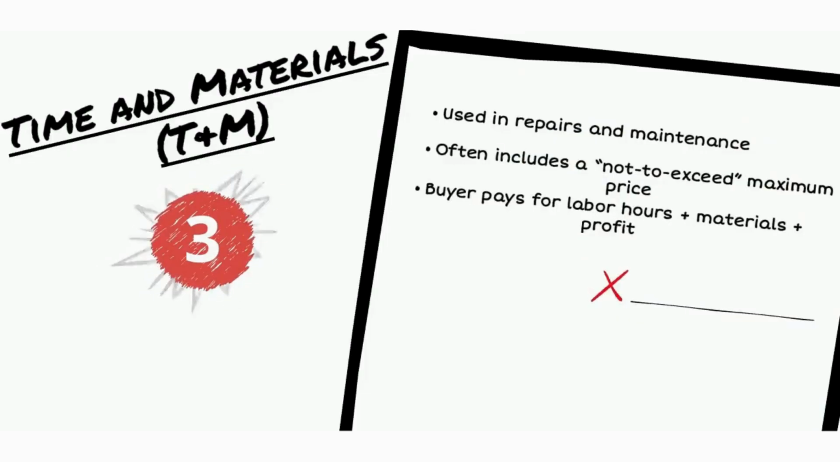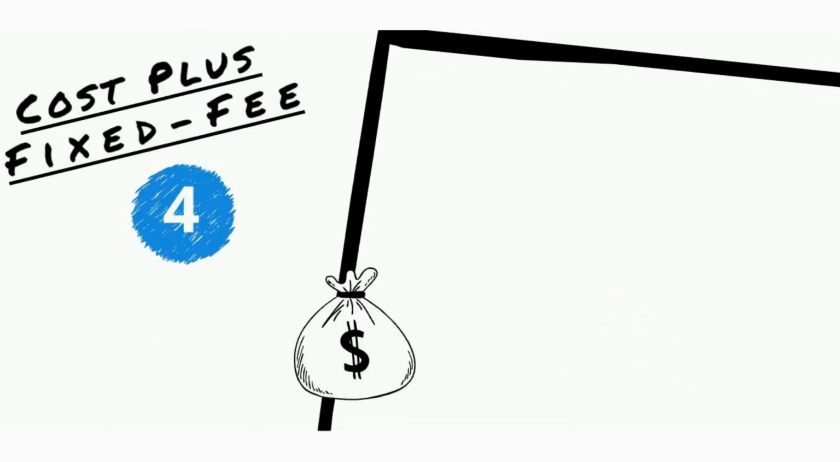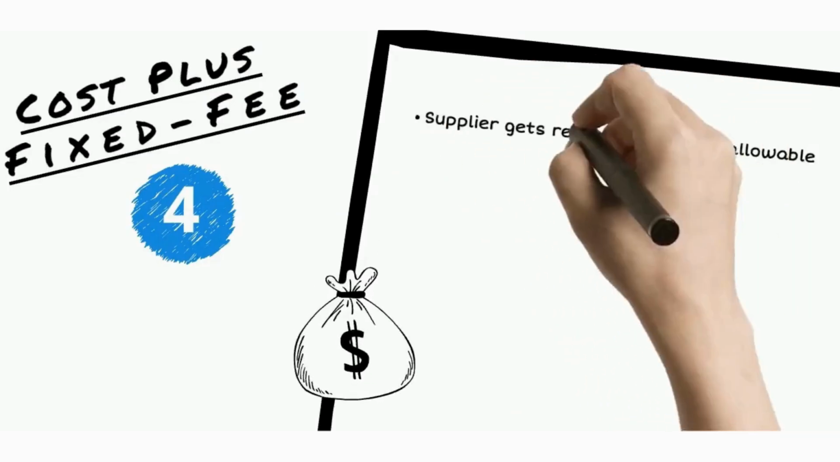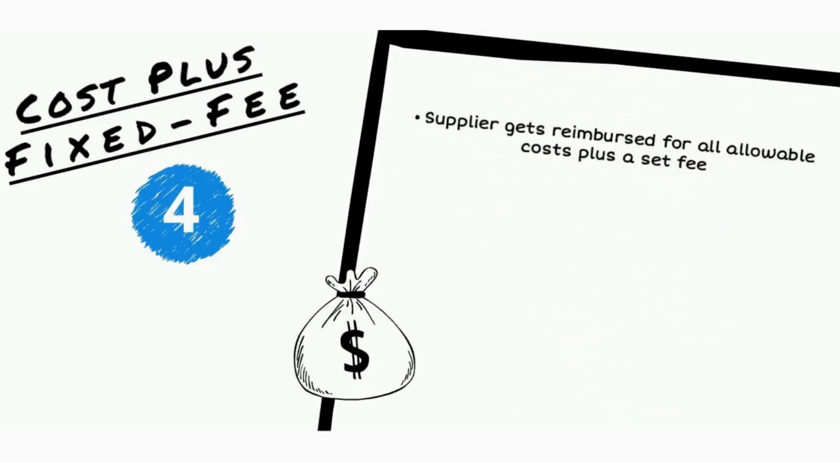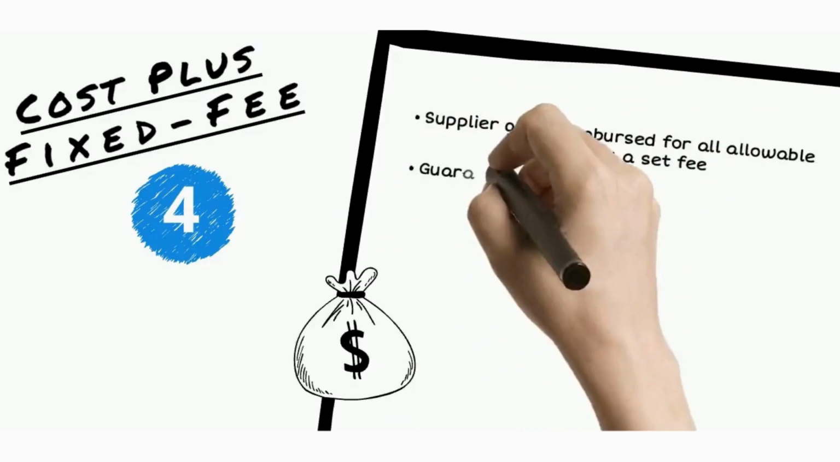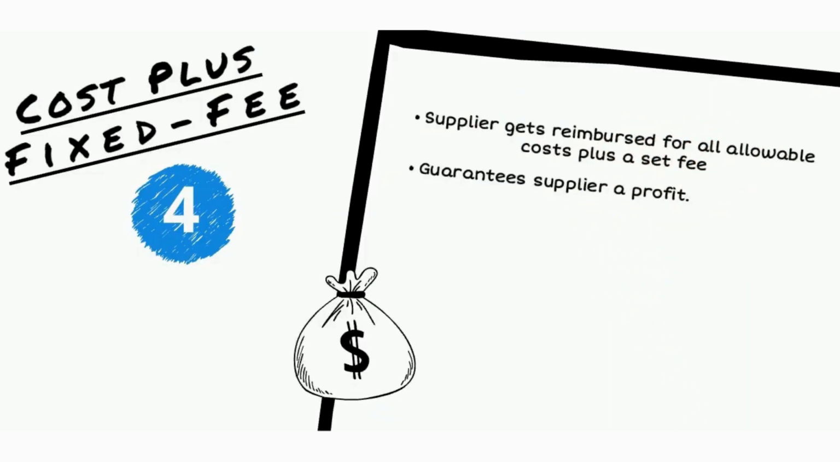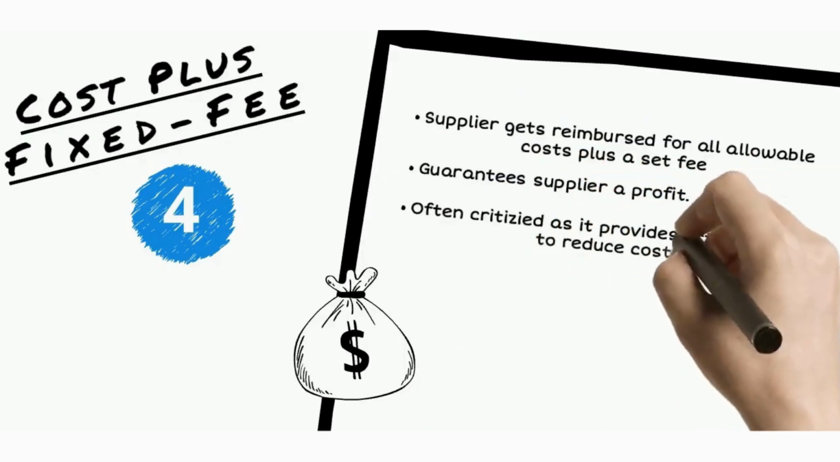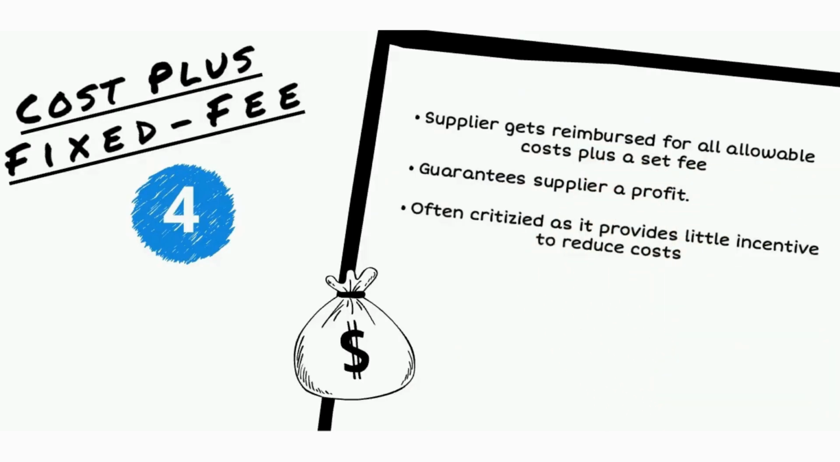Our final type of cost-based contracts and the last contract we will discuss is cost plus fixed fee. Here the supplier gets reimbursed for all allowable costs plus a specific set fee. This in turn will guarantee suppliers a profit, but unfortunately does little to incentivize them to reduce costs and thus is often criticized when used too widely. To be most effective, cost-based contracts should include cost productivity improvements to drive continuous cost reduction over the life of the contract. With that, we have discussed all major types of purchasing contracts.